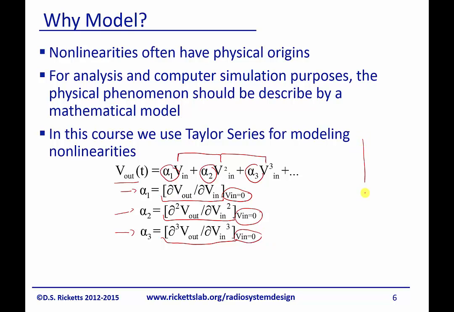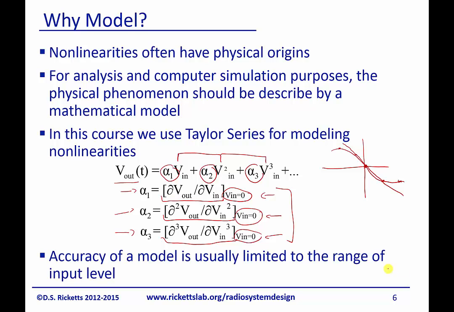And so I'll just draw an example here. If I have a nonlinear function that looks like this, and I want to calculate alpha 1, I need to know where I want to calculate these partial derivatives at. And oftentimes we'll pick 0, but not always, and then we'll find the slope at 0. But just remember you need to figure out where the bias point is to calculate these coefficients. And the accuracy of the model is usually limited by the range of the input level. As the inputs get higher, we need to count on more and more terms.